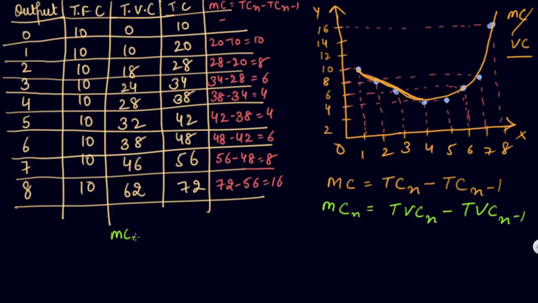So your marginal cost of n is equal to your TVC of n minus TVC of n minus 1, right? I told you that this was the formula we used here. This can also be the formula for marginal cost calculation. Now, let us see how we derive this formula. We have the formula that marginal cost of nth term is equal to total cost of n minus total cost of n minus 1 term, right?